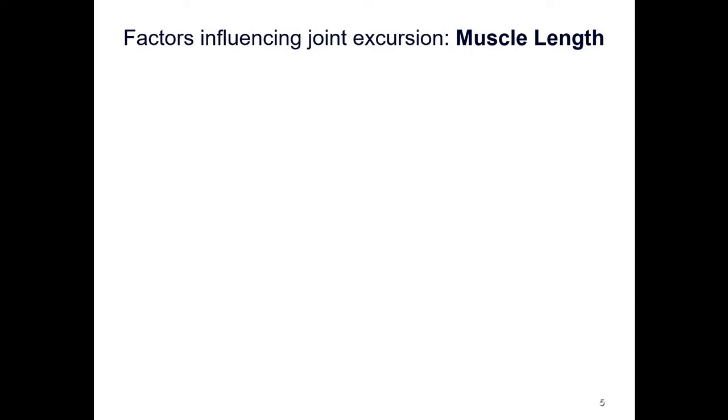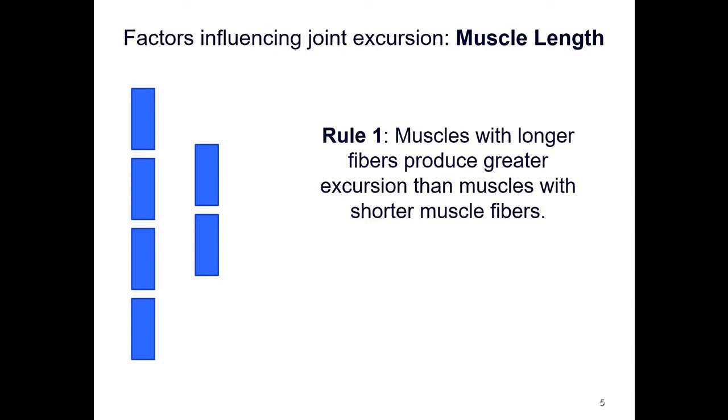We're going to briefly consider 3 factors that affect the amount of joint excursion that is possible when a muscle is crossing a joint. The first factor is muscle length. Muscles with longer fibers produce greater excursion than muscles with shorter muscle fibers. Greater length is related to having more sarcomeres.